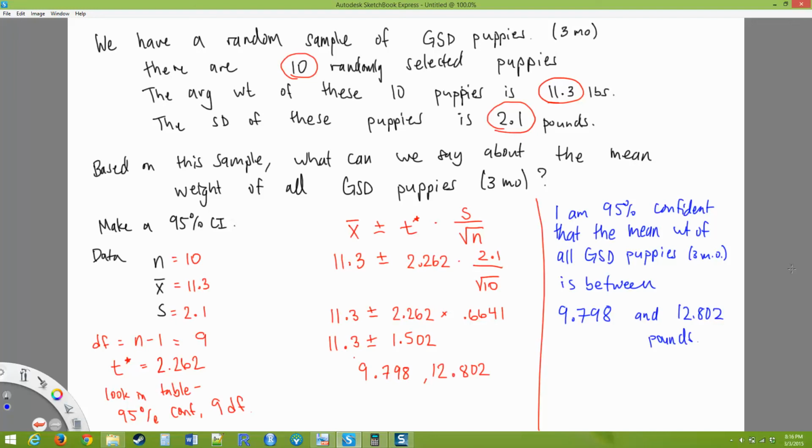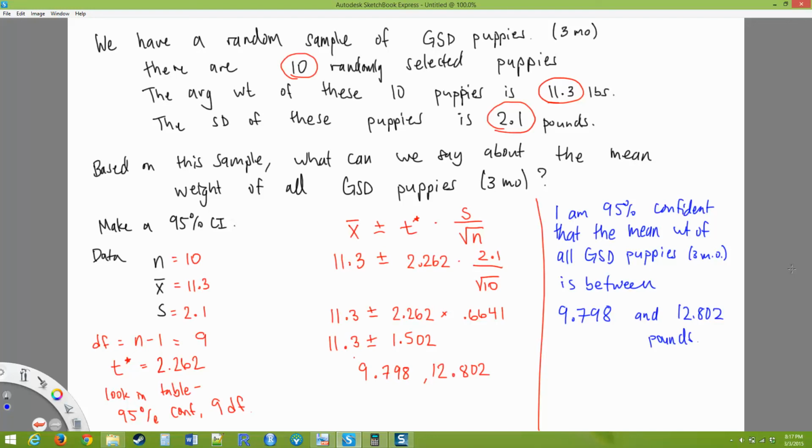Is that okay? One quick question. How did you get the last number? I did 11.3 plus 1.502 to get 12.802, and 11.3 minus 1.502 to get 9.798.